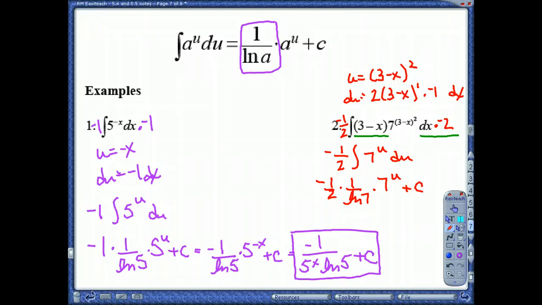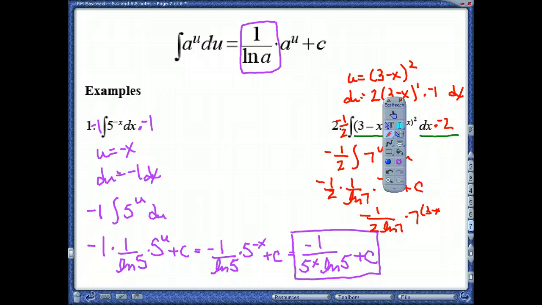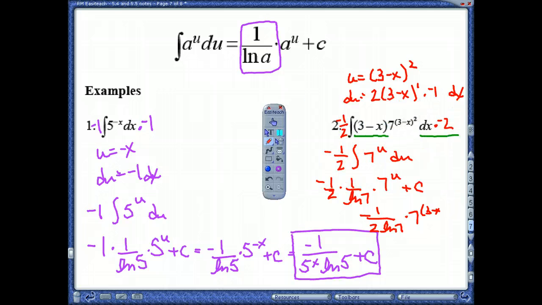You've got negative 1 times 7. And if you want to separate those, give those a little bit of distance, that's fine. 7 to the 3 minus x. We'll stick right there. Okay, plus c. Now, it would not be wrong to put negative 7, 3 minus x squared.